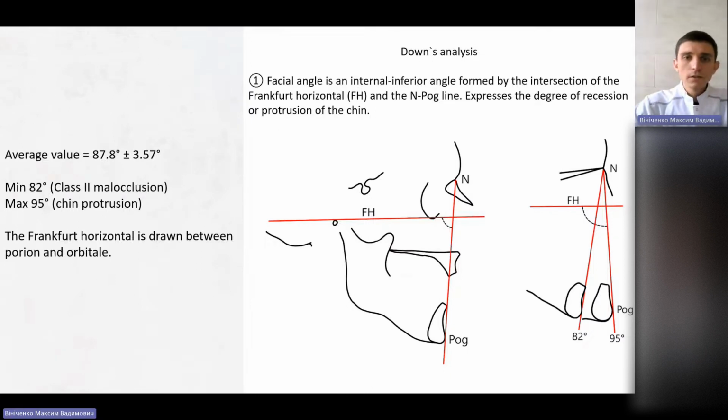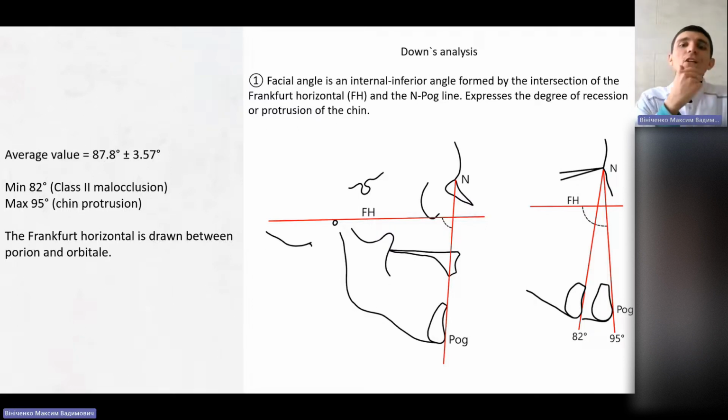It is important that it is the internal angle, not the external, because young doctors, when they begin to work with patients, make a mistake. The facial angle is the inner angle formed by the intersection of the Frankfurt horizontal plane, the FH plane, and the N-Pog line.